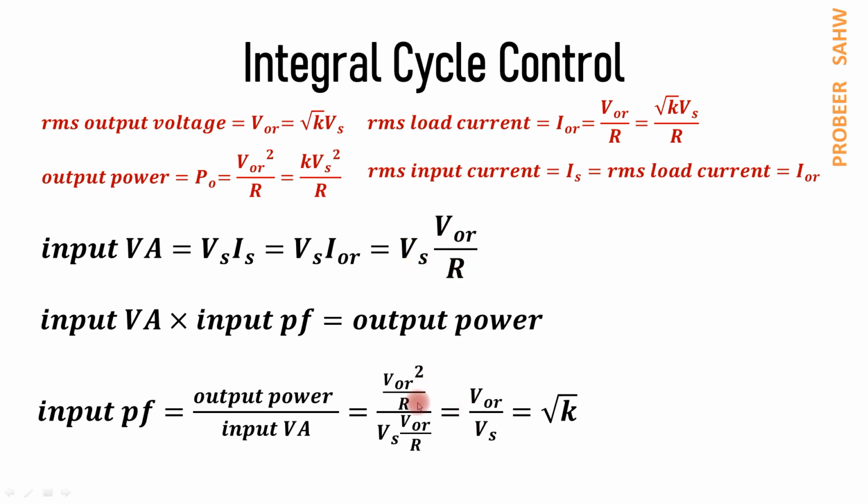So R gets cancelled out by R, VOR square cancelled out by VOR, so one VOR is left in the numerator, and in the denominator we have Vs. Again, recall the RMS output voltage equation, where RMS output voltage is equal to root k times the RMS supply voltage. From here, RMS output voltage upon RMS supply voltage becomes root k. So input power factor becomes root k, where k is the duty cycle.